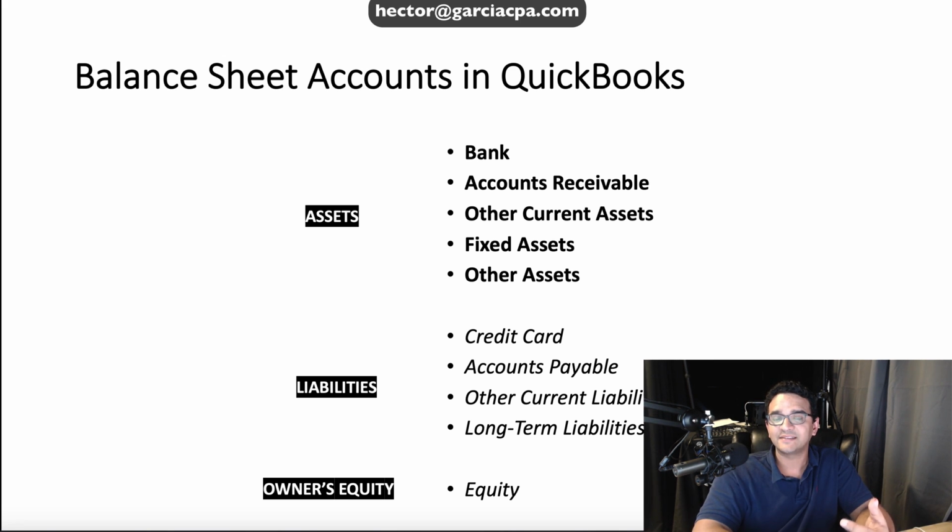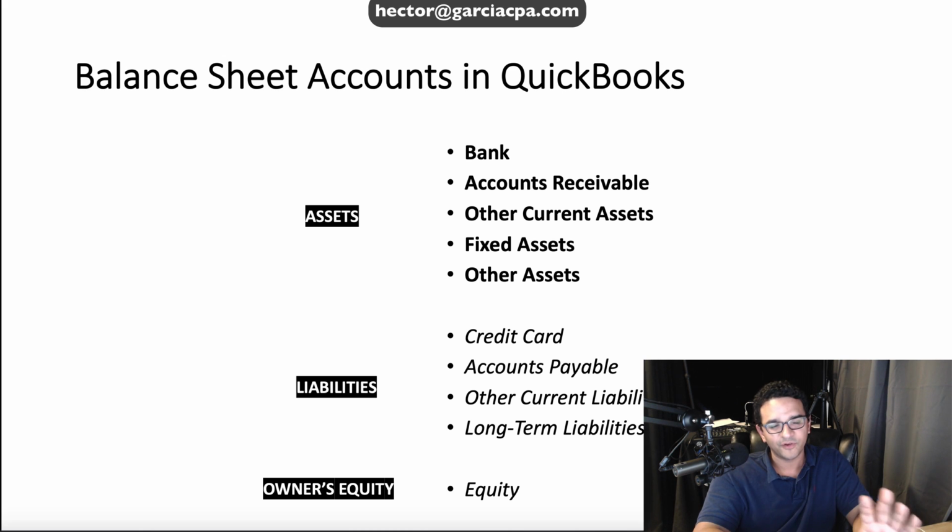Then we have our fixed assets, which are going to be your physical assets. And then we're going to have our other assets, as we mentioned earlier. That could be a loan that your business makes to someone else, or goodwill, or a patent, or something like that. Then liabilities, you're going to have a credit card. That is going to be like the opposite of a bank. This would be an account that you use to make expenditures and you pay back within a month, or maybe you even incur interest and pay it back long term, but that would be a credit card.